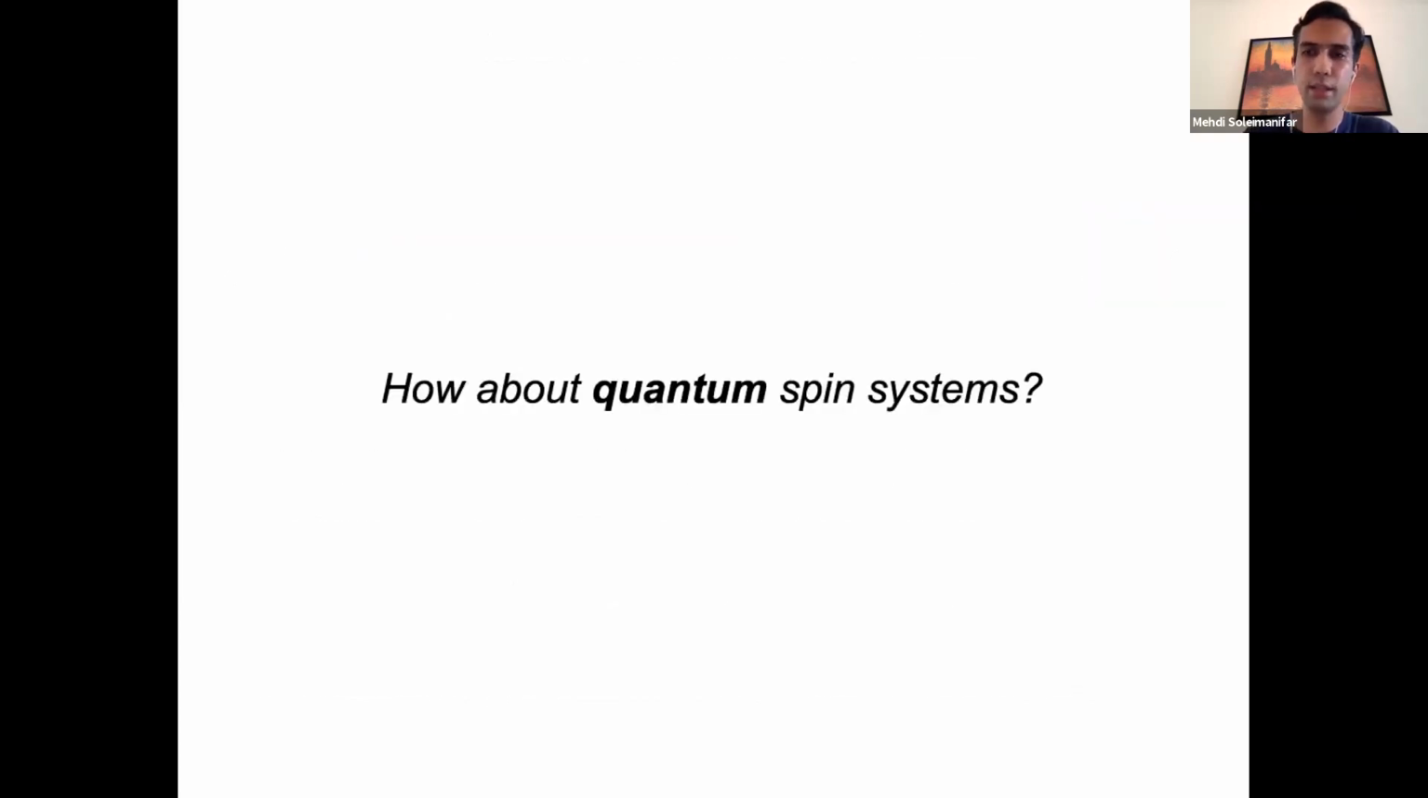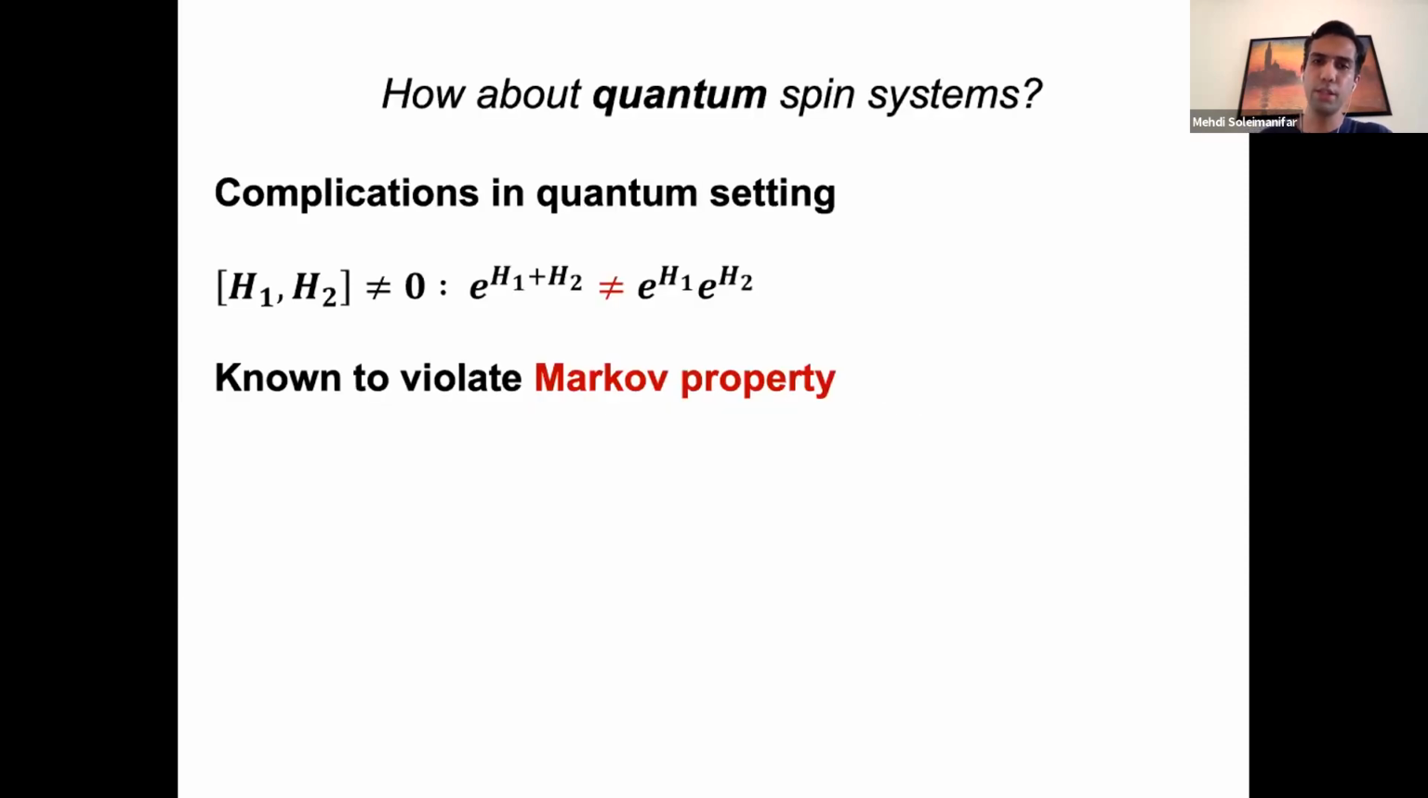So okay, this was all about classical systems, but how about quantum systems? As I said, there are various complications there. One is that the terms in the Hamiltonian don't commute with each other. So this makes simple things like writing e to the h1 plus h2 as the product of e to the h1 times e to the h2 no longer hold. And this makes a direct extension of various classical methods not possible, and it makes quantum systems violate basic properties of classical spin systems, like the Markov property.